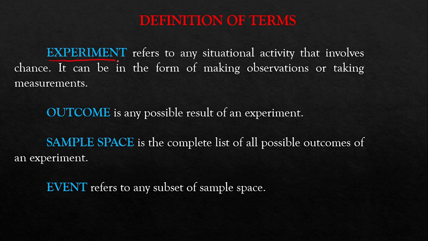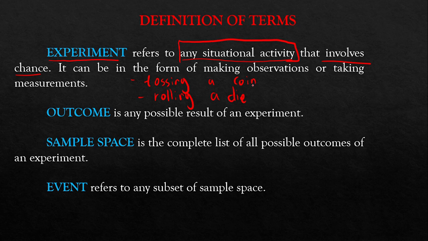When we say experiment, it refers to any situational activity that involves chance. So what is an example of an experiment? Tossing a coin, rolling a die. That is a situational activity. You toss a coin, you roll a die. That is an experiment, the name of an experiment.